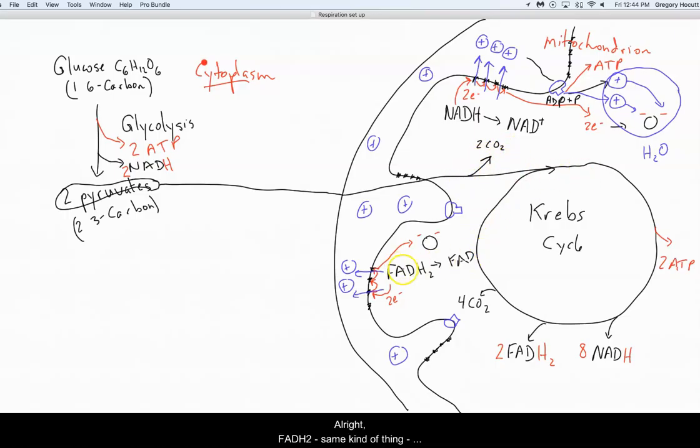All right, FADH2, same kind of thing. We've generated protons. The protons pass through the ATP synthase. Two protons can then hook up with the electrons on oxygen, and again, now you've got H2O.